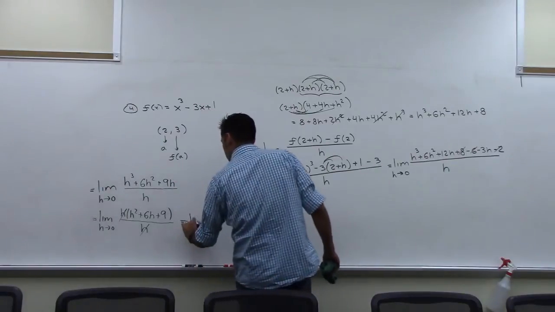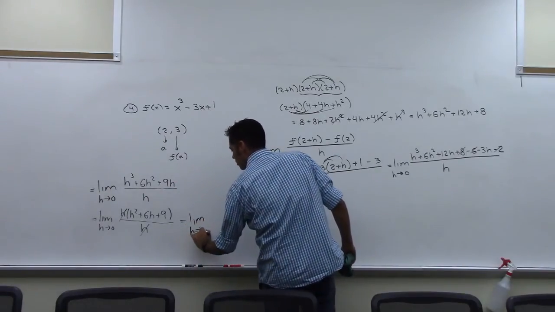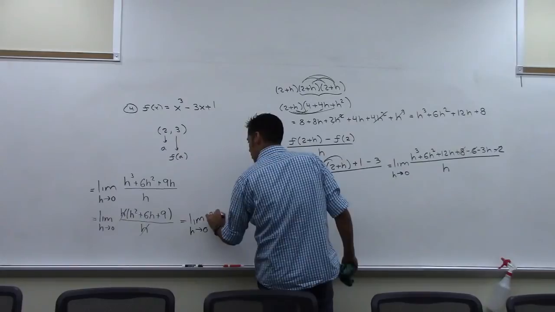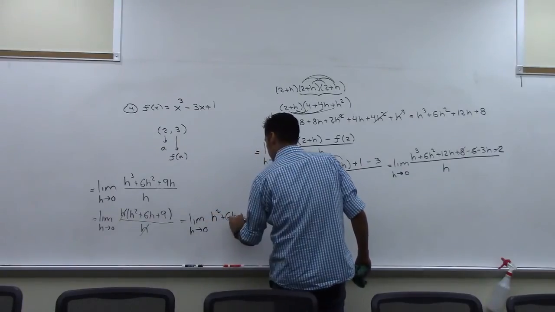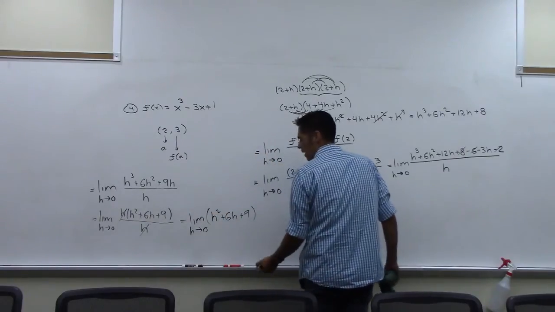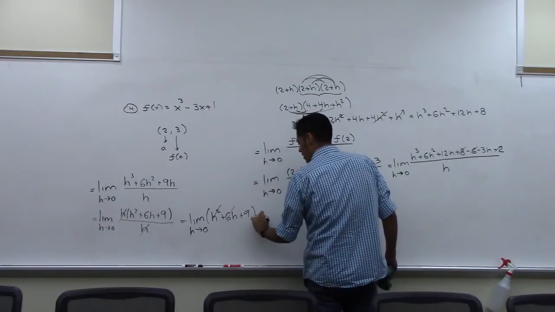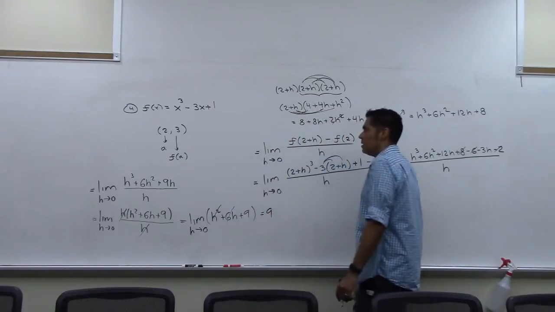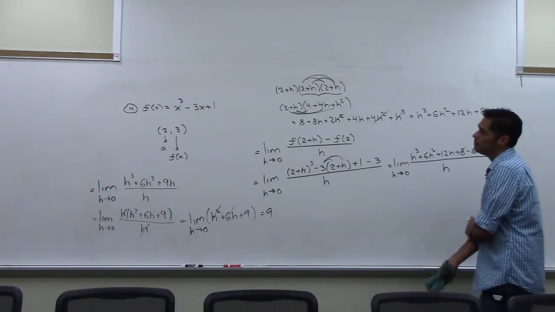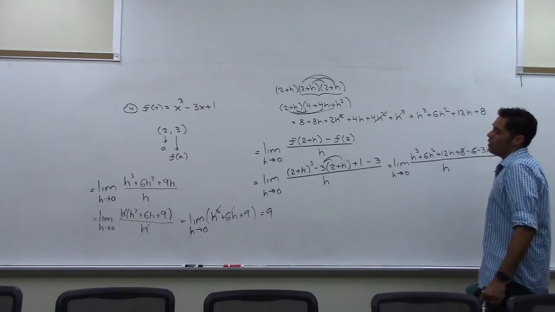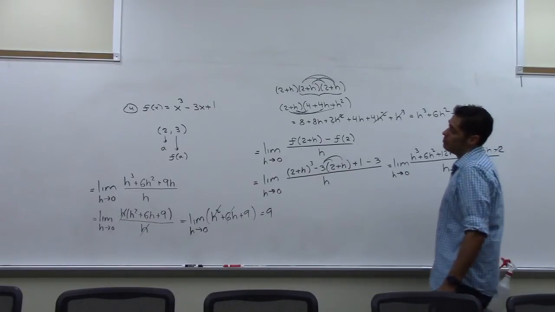We're going to take the limit as h goes to 0 of h squared plus 6h plus 9. And if h goes to 0, that's gone, that's gone. All you get is 9. So the slope of the tangent line should be 9. I'm just checking it real quick mentally.